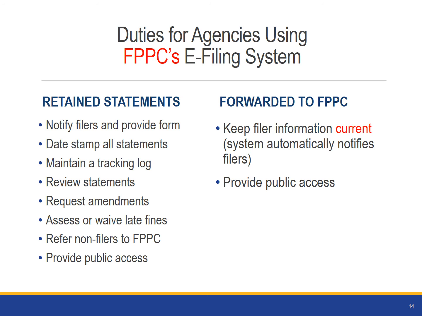As you can see, for the filers whose statements are forwarded to the FPPC and will now be filing through the FPPC's electronic filing system, you only need to keep the filer's information current in the system and provide public access to the statements. As long as the system has a working email address for a filer, the notifications are automatically sent through the system for assuming office, annual, and leaving office statements. If there is not a working email address, you must notify the filer in the same manner you notify your filers whose statements are retained by the agency.